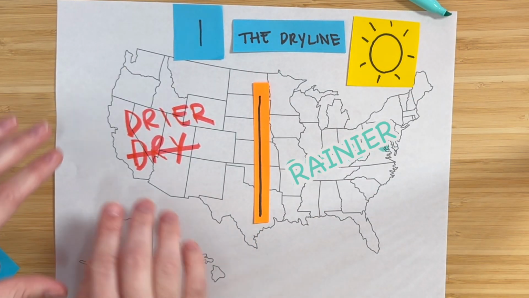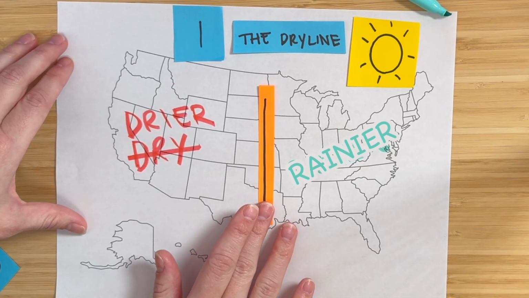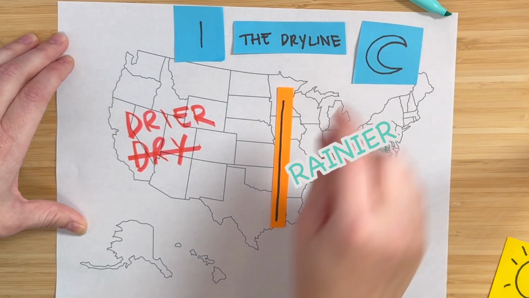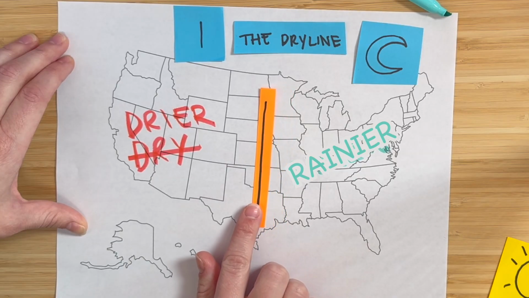And the dry line operates on a daily cycle. During the day, the atmosphere heats up, pushing the dry line further east. And at night, the atmosphere cools, pulling the dry line back west. And this daily dry line movement is actually what causes tornadoes to pop up usually at sunset or after dark for this southeastern part of the United States.